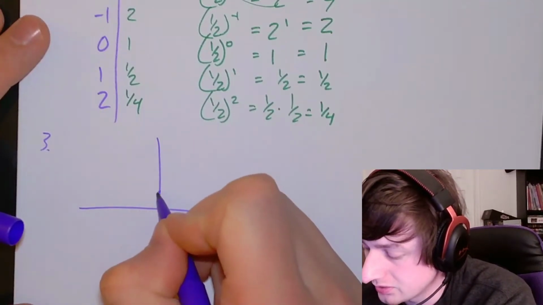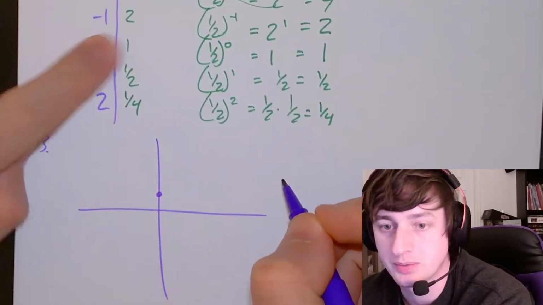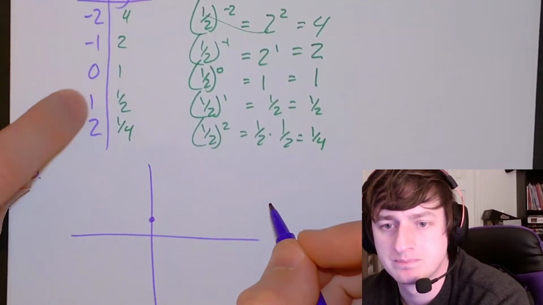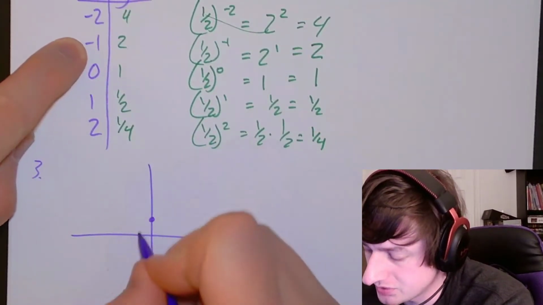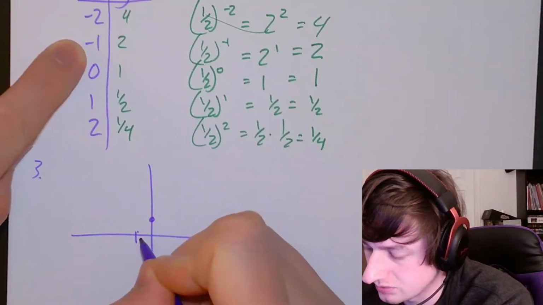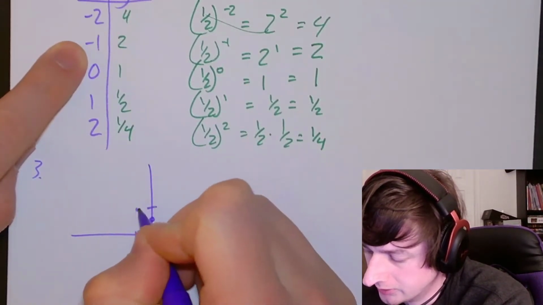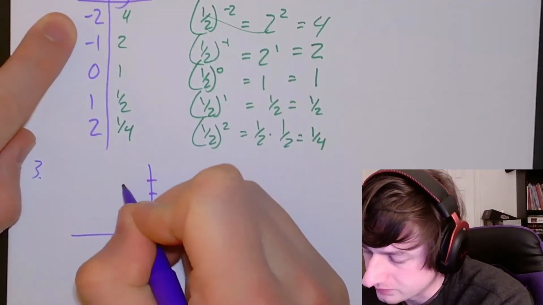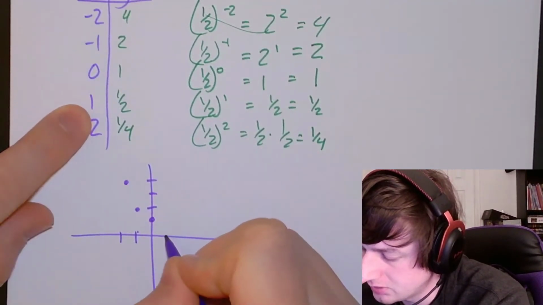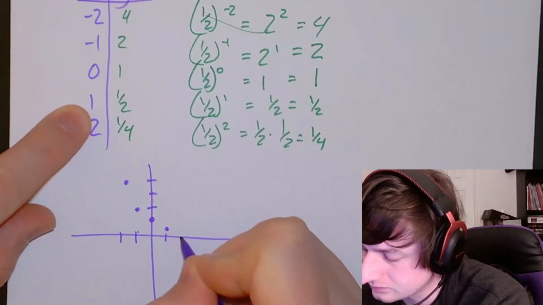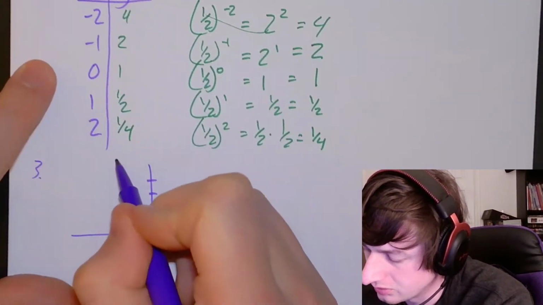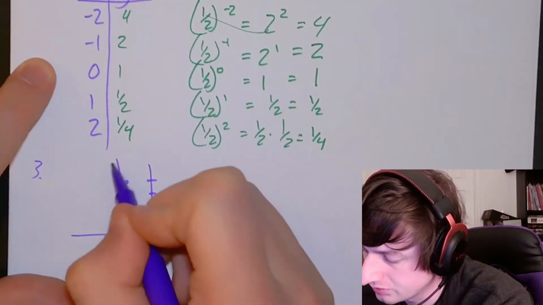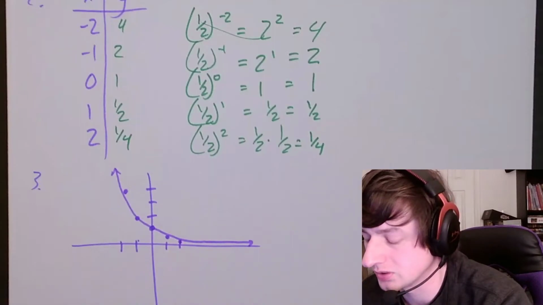starts at 0 comma 1 again, and then the negative numbers are going to see the increase, so negative 1 comma 2, negative 2 comma 4, and 1 comma a half, 2 comma a quarter. So the graph starts large. I didn't actually go through the points, so that's not the best, but the curve's pretty close.